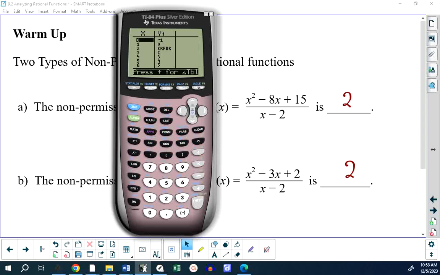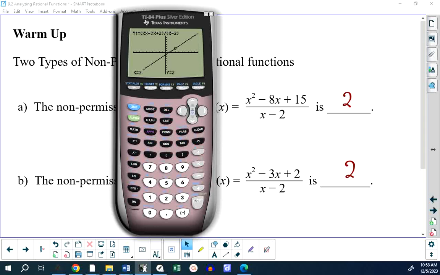If I don't want to do that, maybe I can quit out of here. I can go trace and enter 2. No, I'm going to go trace and enter 1. Oh, it tells me that when x is 1 on this function, y is 0. I'm going to go trace 3. When x is 3, y is 2.